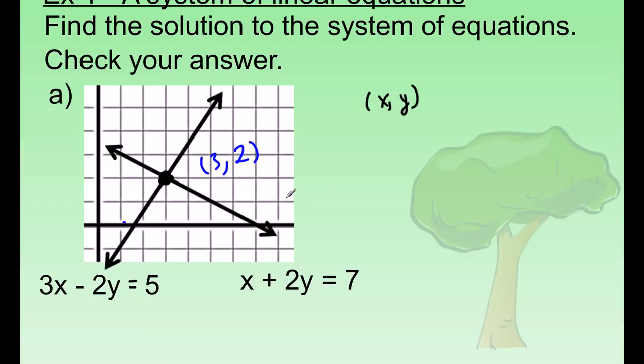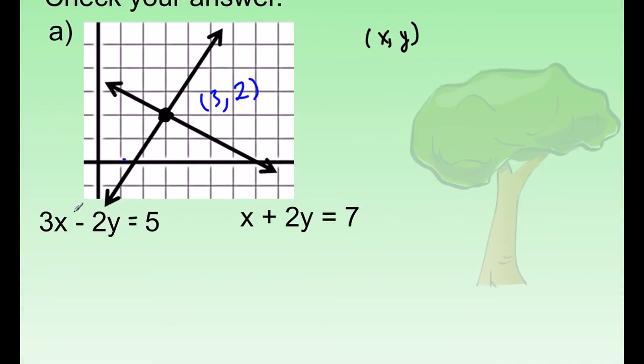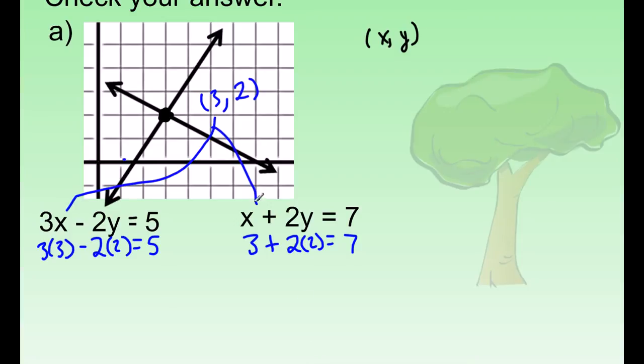So if I plug in 3, 2 into both equations, hopefully both equations will be true. Let's check. 3 times 3 minus 2 times 2 hopefully equals 5, and 3 plus 2 times 2 equals 7. I'm plugging in the x coordinate for x and the y coordinate for y, and checking to see if that point is a solution to the system of equations.